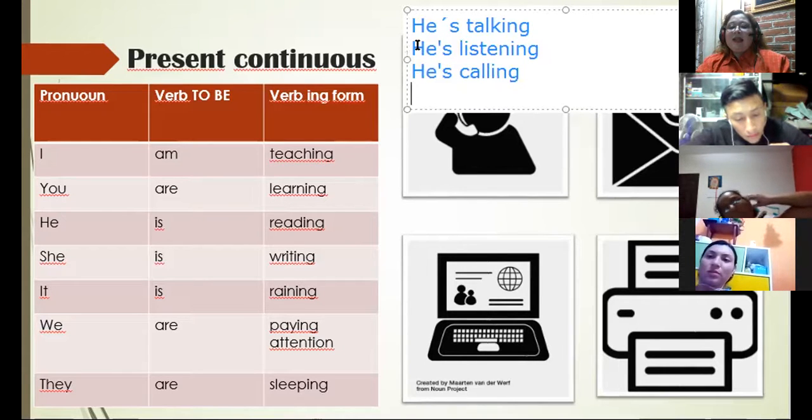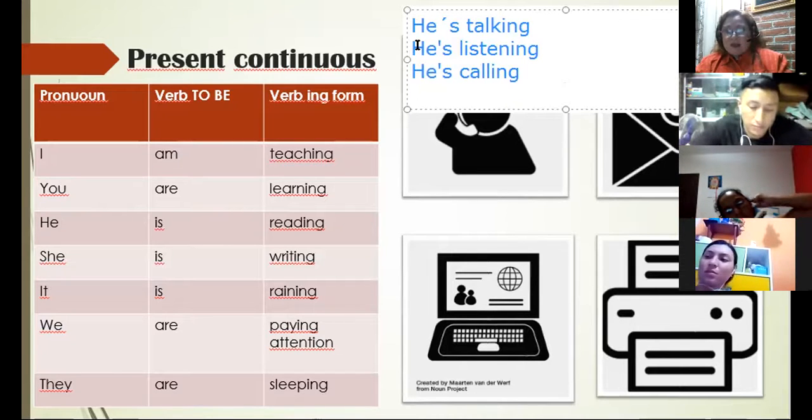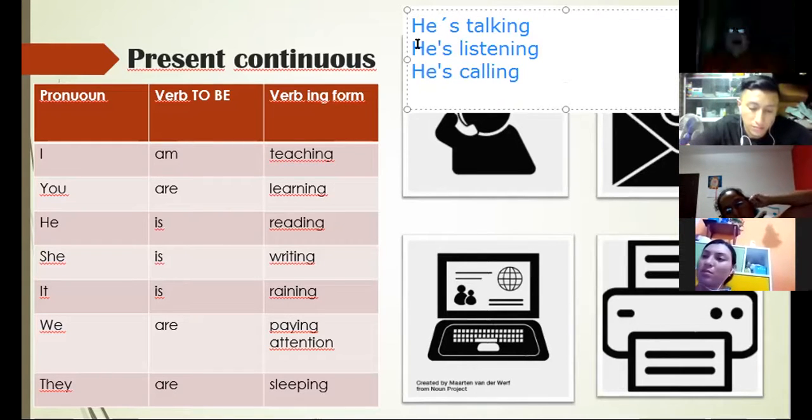Excellent. ¿Cómo es la actividad que nosotros ya conocemos? La actividad en presente simple es make call, ¿verdad? Make calls. Entonces, oops. Did you see? Power went out.